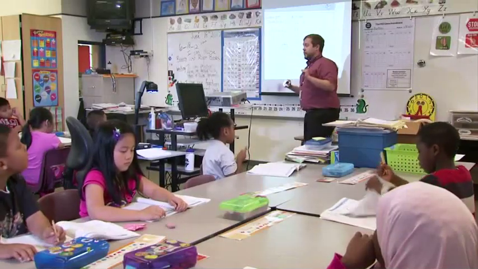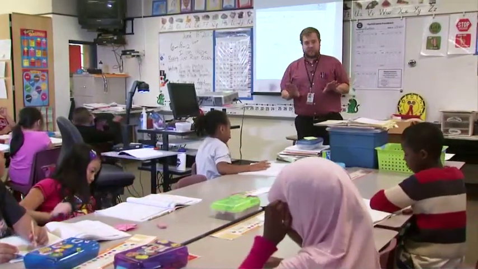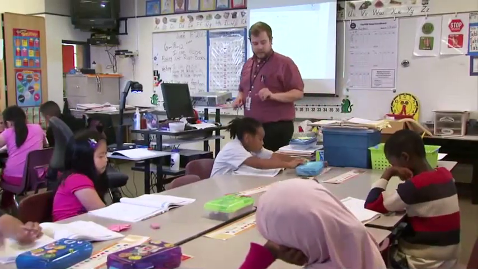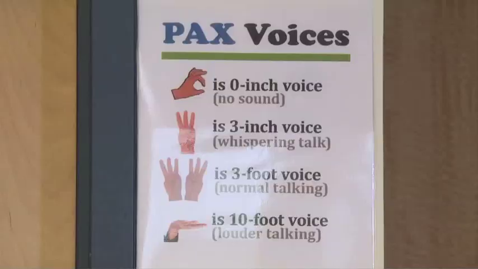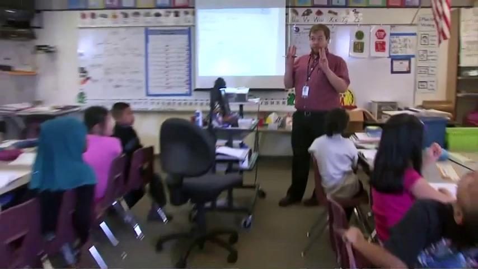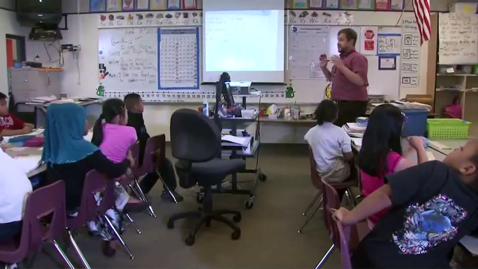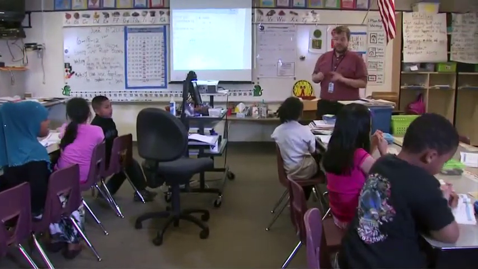Before playing the game, students were taught different PAX cues, which are nonverbal strategies like the quiet sign, PAX hands, and PAX voices. Let's try a 3-foot voice, please. Remember, 3 foot is normal talking. 16 minus 9 equals? 7.